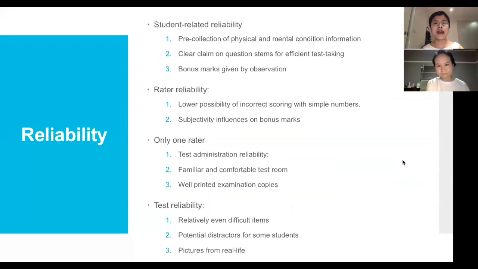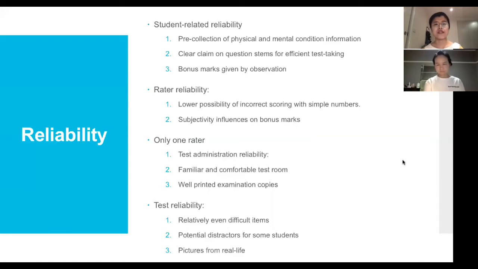This results in high reliance on the teacher's objectivity, but at the same time, it could avoid inter-reader unreliability. The third point, test administration reliability. Test makers are in their familiar and comfortable test room. Because it is a classroom test, students could take the test in their own seats, with well-printed examination copies. The teacher unifies printing before handing out papers. Every copy would be clear for the test taker to read.